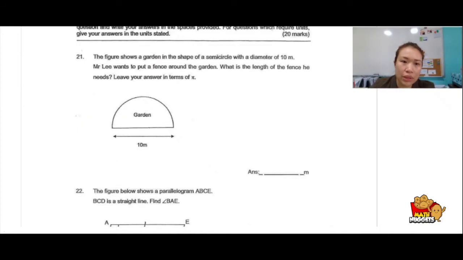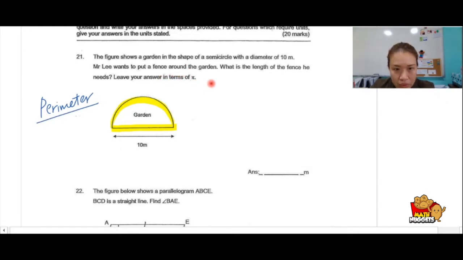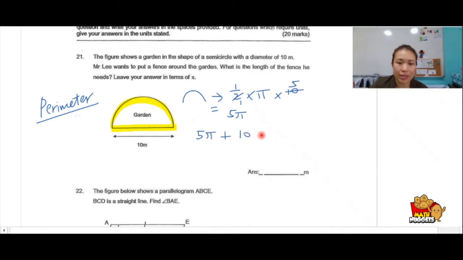Question 21. Mr. Lee wants to put a fence around the garden. Fence around the garden means this half curve and this straight line. We're supposed to find the perimeter in this case, okay? So leave our answer in pi. So let's find the half curve first. Half times pi times diameter, which is 10. It's 5 pi. So then we need to add the straight line. So that's 5 pi plus 10.